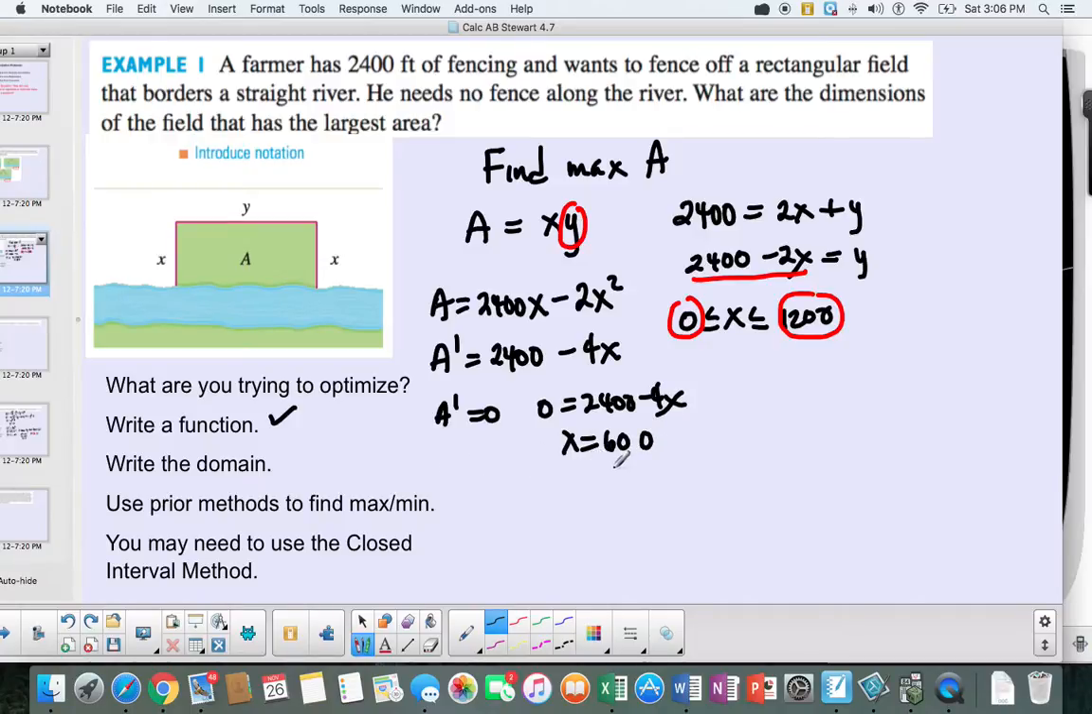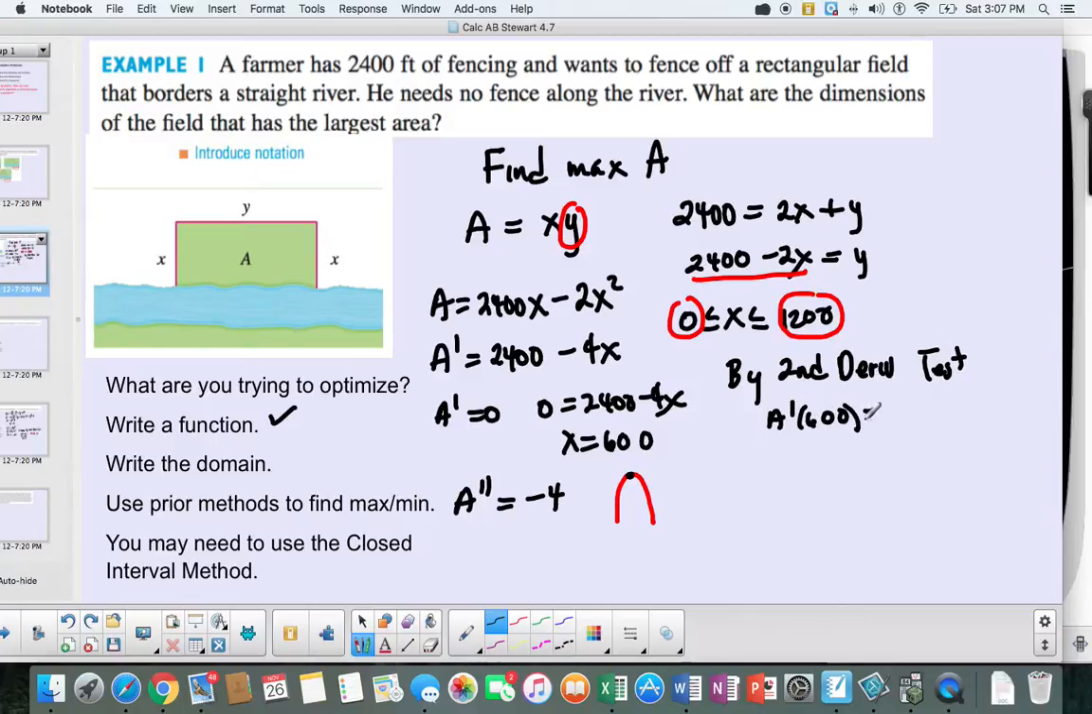Now, to find out whether this is max or min, we're going to take the second derivative, and that's going to be -4. Now, I'm not surprised by these results because this is a parabola that's facing down. So for me to get a maximum, this is concave down, this makes a lot of sense. So by the second derivative test, A prime of 600 equals 0, and A double prime of 600 is negative.